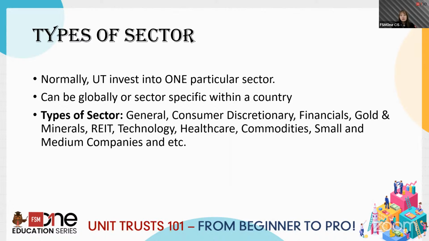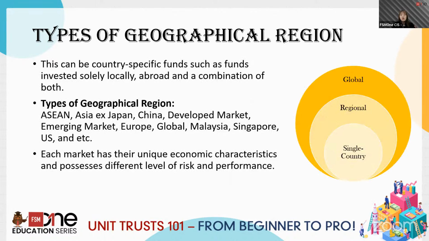And there is also the sector-specific fund, such as technology, healthcare, or commodities, that are mostly narrowly focused funds, which experience greater volatility, but they can deliver a higher potential return. Unit trust funds are also differentiated by the geographical region they invest in, and they are primarily the global fund, the regional fund, and also the single country fund.